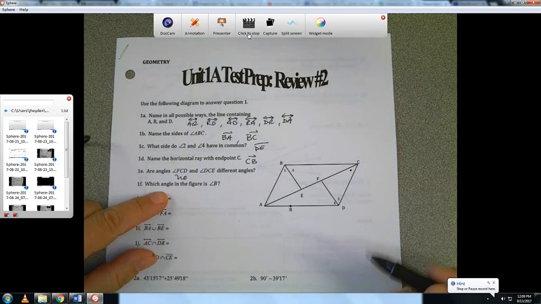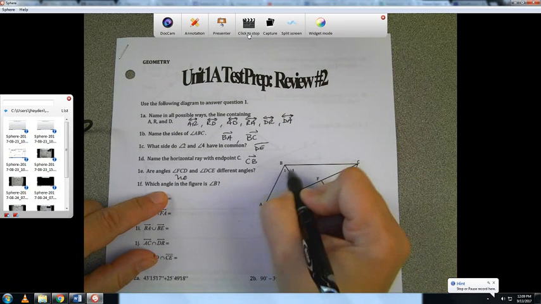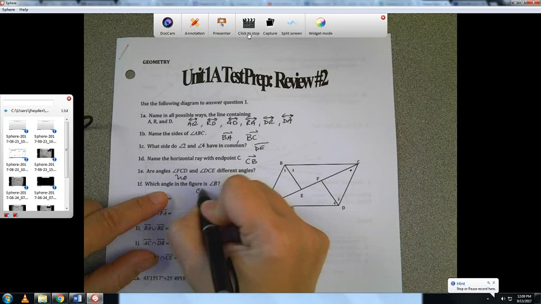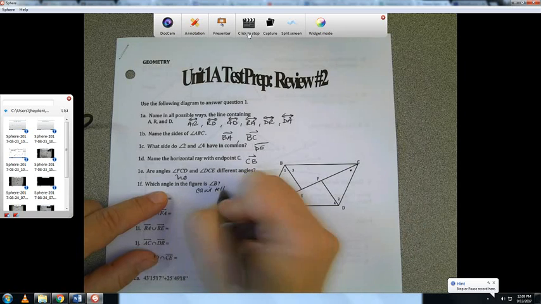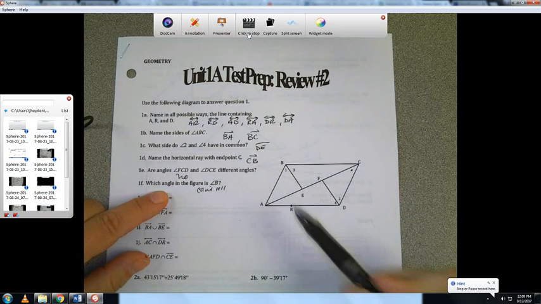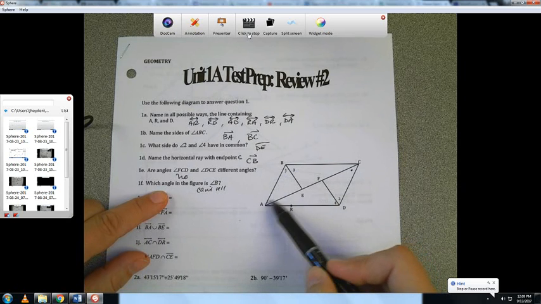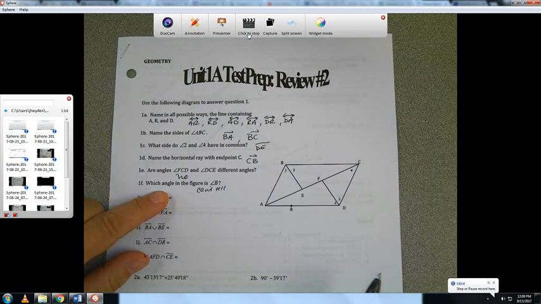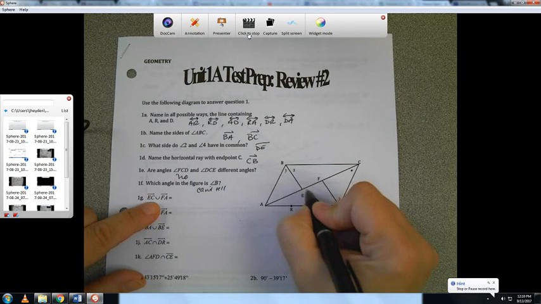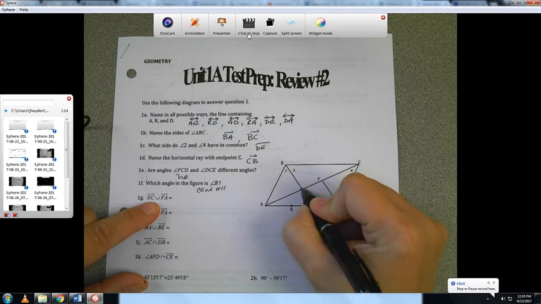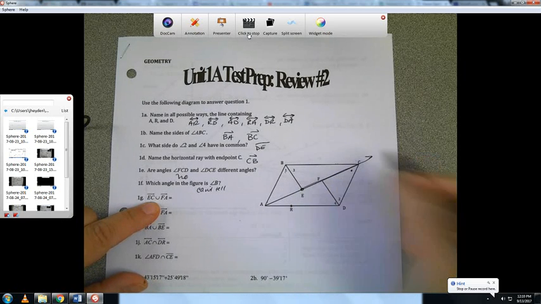Which angle in the figure is angle B? Well, can't tell, because there are actually 3 different angles that have a vertex at point B. Angle 1, and angle 3, and ABC. So it's too many.